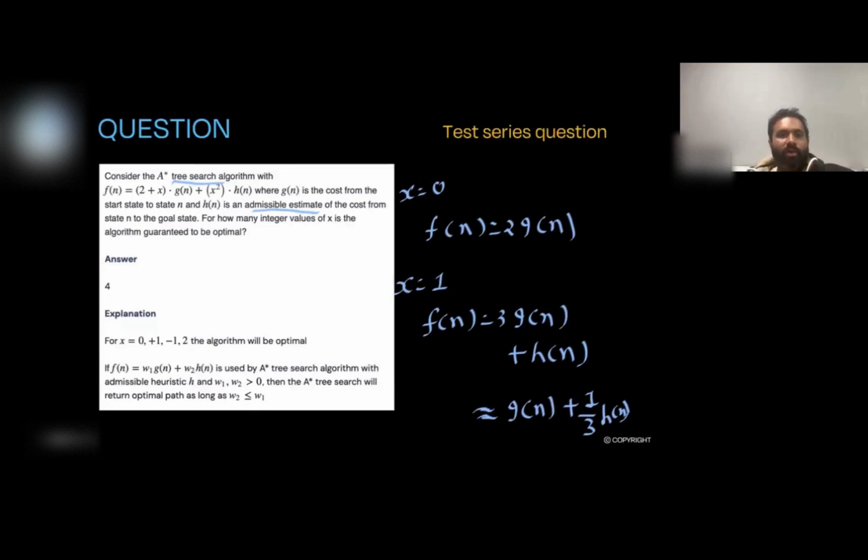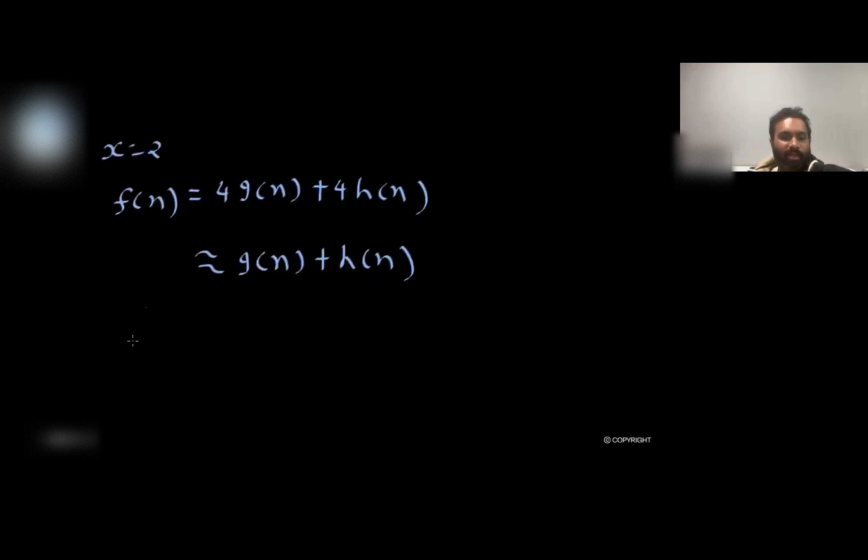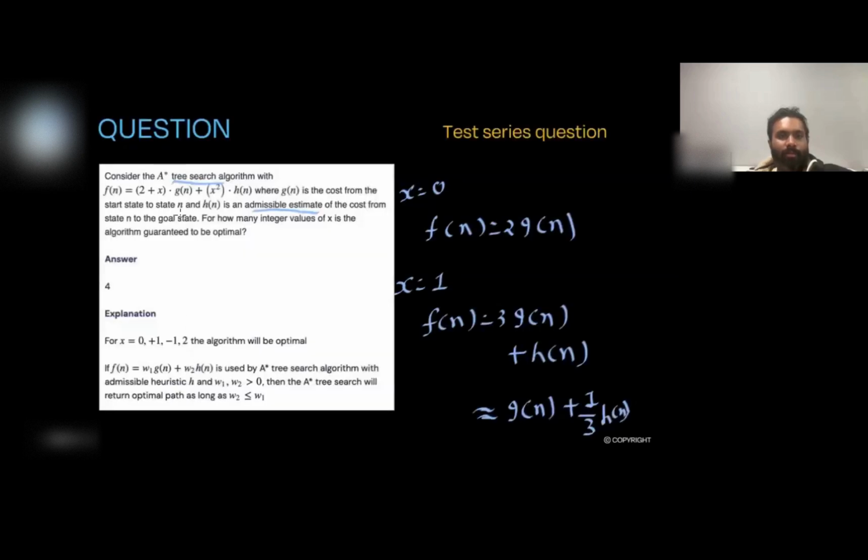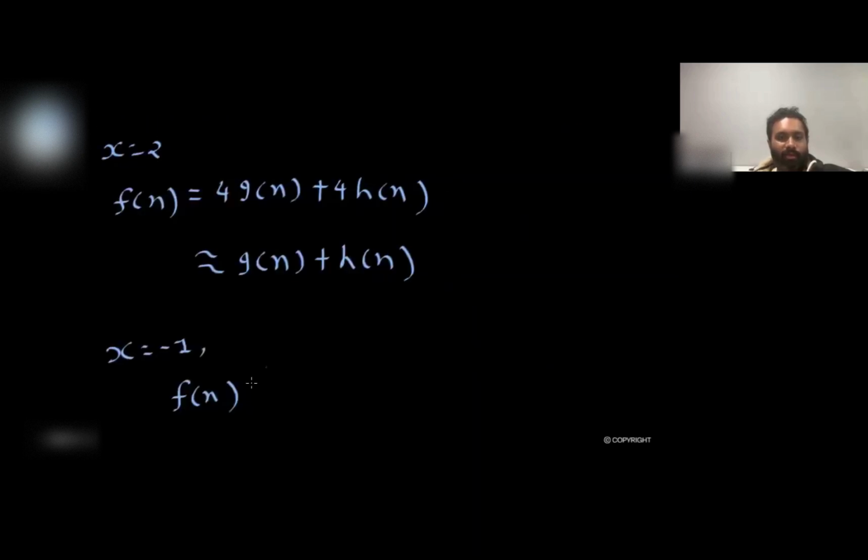Which other value is remaining? Minus 1. So let's consider x equal to minus 1. Fn becomes Gn plus Hn, it's basically the same thing. This is the A star search algorithm only. So this again gives me an admissible heuristic. Which other values are there?